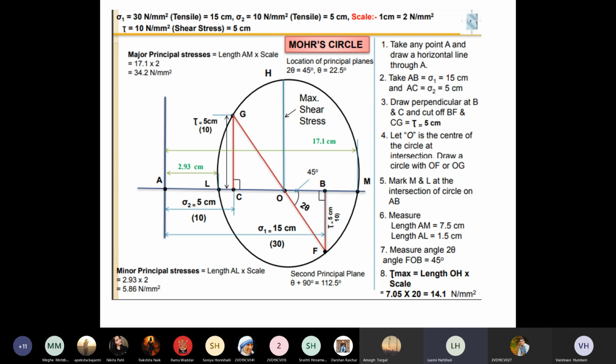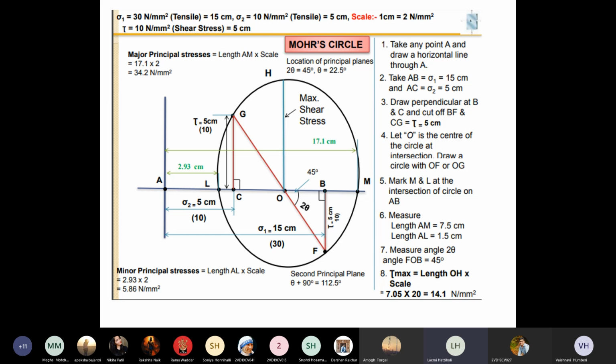So you have got the answers. It has been already shown to you. Major principal stress is 34.2 Newton per mm square. Minor principal stress, you have got as 5.86 Newton per mm square. So you can plot this. And a very important point, another point asked in this question is maximum shearing stress.